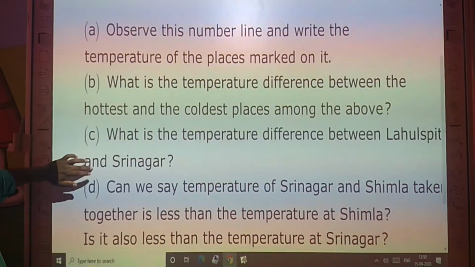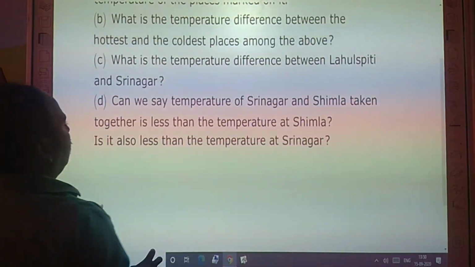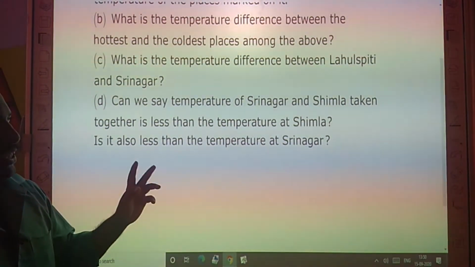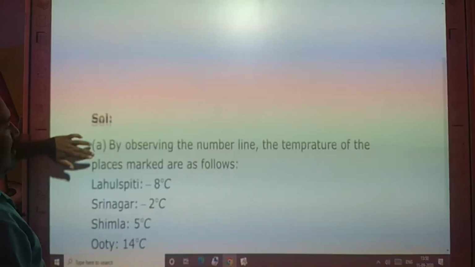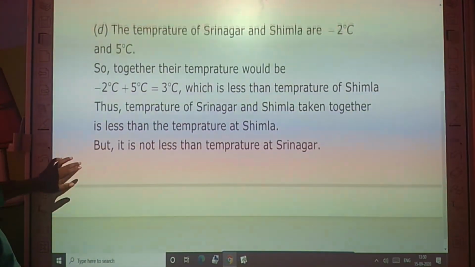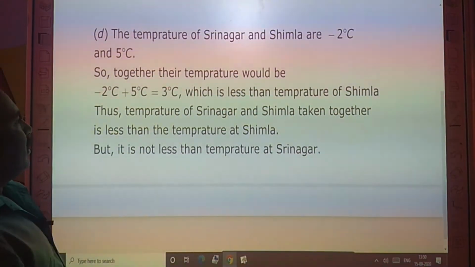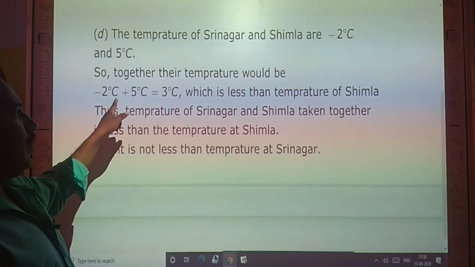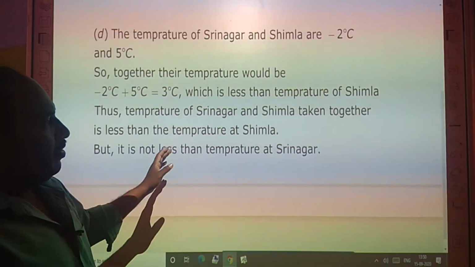Then D part. Can we say the temperature of Srinagar and Shimla taken together is less than the temperature at Shimla? First we take the temperature of Srinagar and Shimla, which is minus 2 degrees plus 5 degrees. 5 minus 2 is equal to 3.